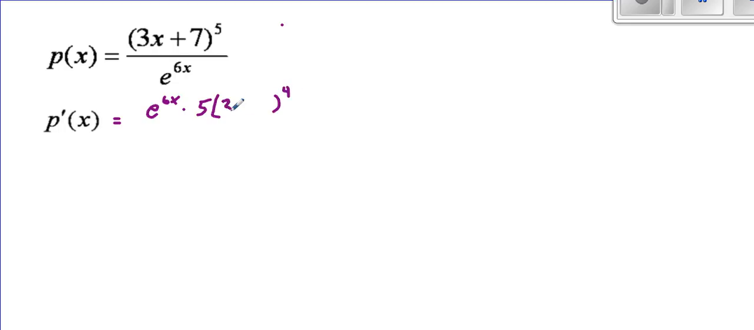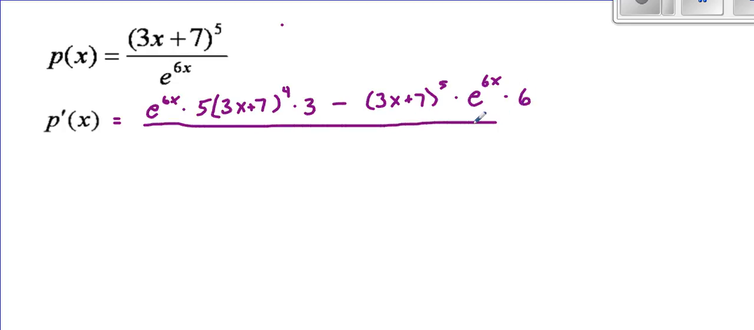I know my u is 3x plus 7. And the derivative of the inside is 3, minus, so let's see, that was low d high minus high, 3x plus 7 to the 5th times the derivative of the bottom. So my inside function is 6x, my outside is e to the u, so I get e to the u, u is 6x, derivative of this inside is 6, all over e to the 6x. So we've done the problem.